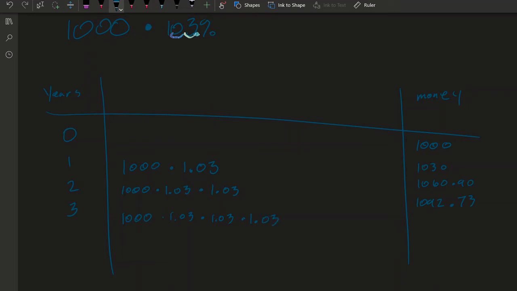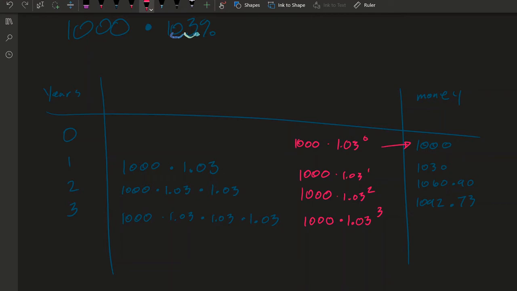And hopefully we're seeing a pattern here that instead of doing this, I could have said this is 1,000 times 1.03 to the third, and this is 1,000 times 1.03 to the second, and this is 1,000 times 1.03 to the first. And for 0, I could say 1,000 times 1.03 to the 0, and since anything to the 0 power is 1, it would turn into 1,000, so that works.